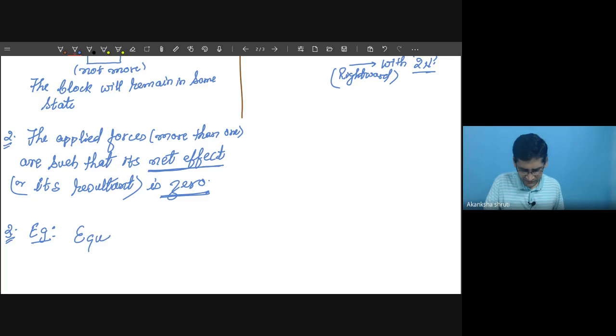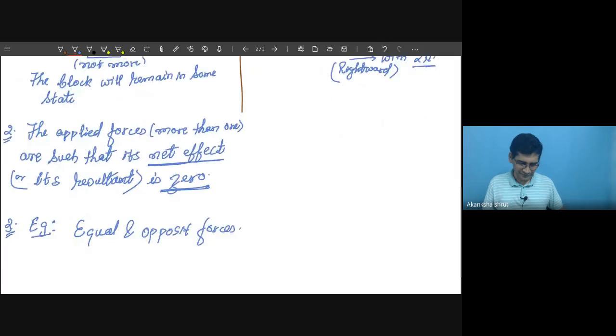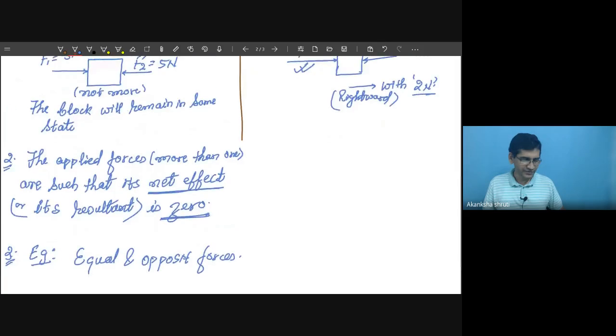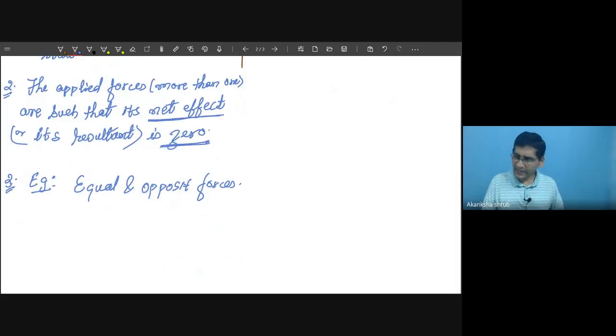Equal and opposite forces are the balanced forces. Here I have drawn in the figure F1 from left to right, 5 Newton, and F2 from right to left, also 5 Newton. It need not be only a pair of forces; it may be more than 2 forces also.